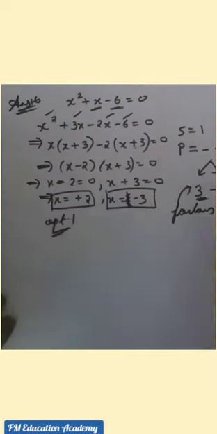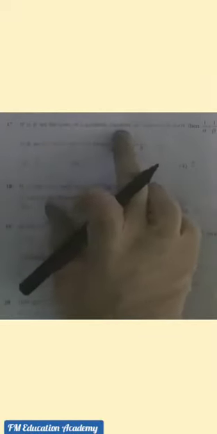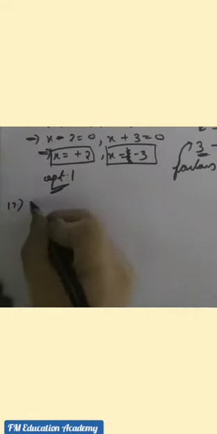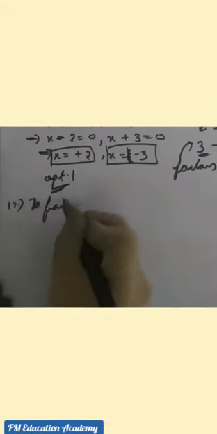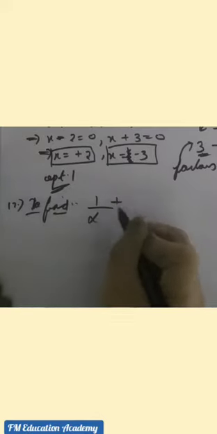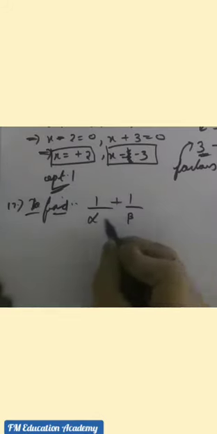Moving on to 17th question. If alpha, beta are the roots of a quadratic equation ax square plus bx plus c, alpha and beta are the roots here, then it is asking us what is the value of 1 by alpha plus 1 by beta. Okay, so how to do this question? Here in the 17th question it is asking us to find 1 by alpha plus 1 by beta, and it is given roots are also alpha and beta.